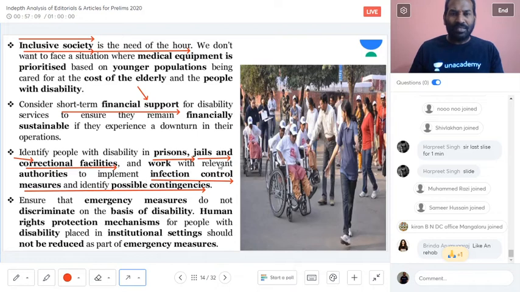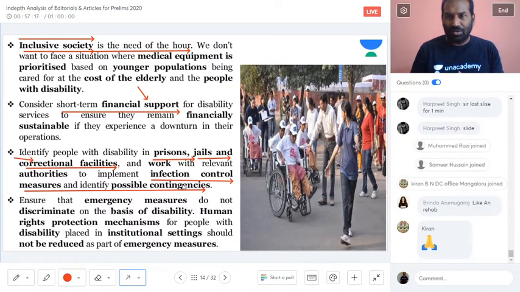So the prisons or the jail or rehabilitation center, wherever it is, the government has to make sure that they are not being infected because of being together and not maintaining social distancing. That is also a measure from the government.